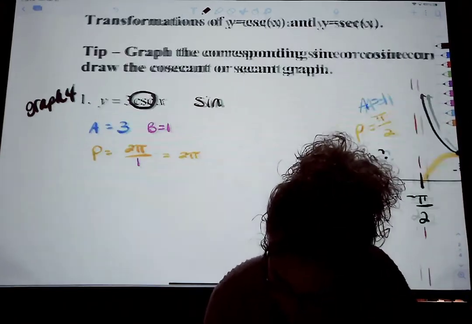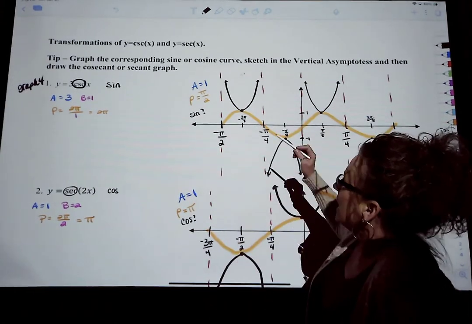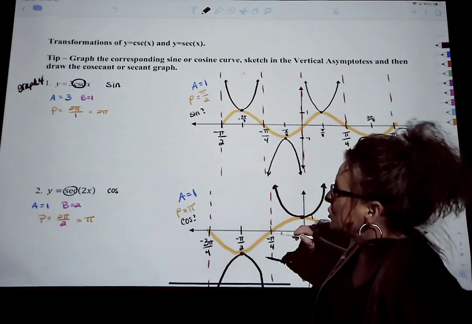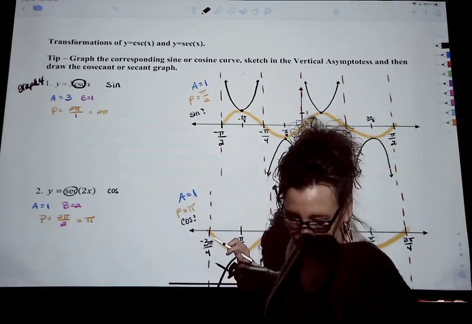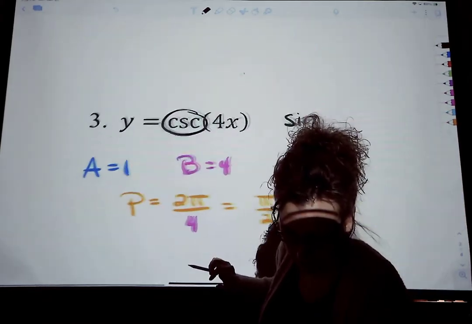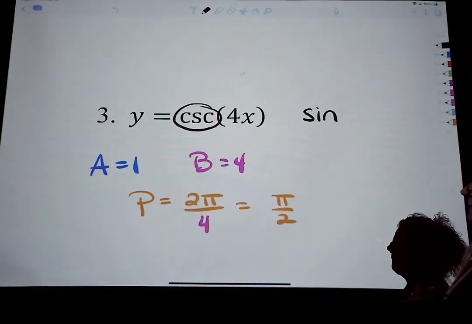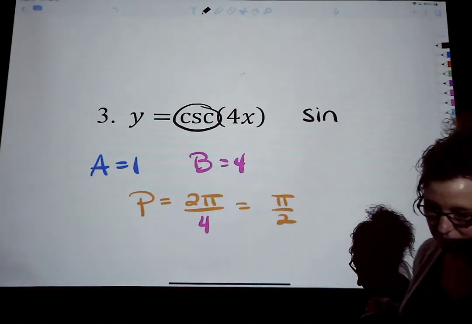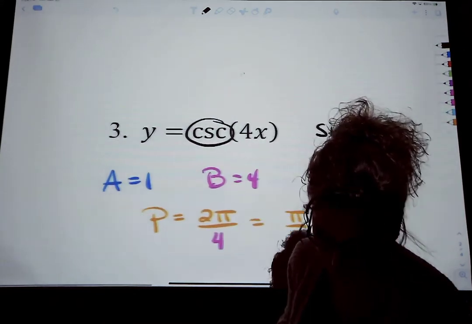What else can we match up? Amplitude is 1, period is pi over 2 for number 1. Period is pi over 2, it kind of looks like sine. Oh yeah. Yeah. Yeah. That was graph 1.